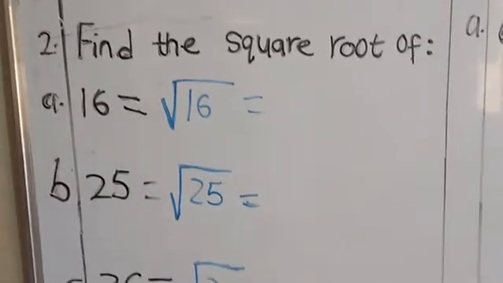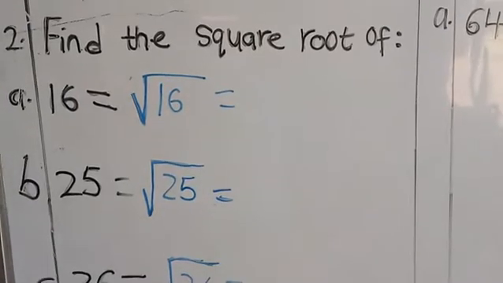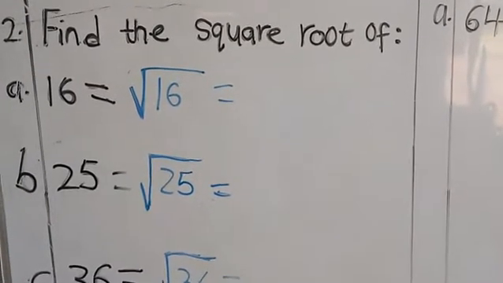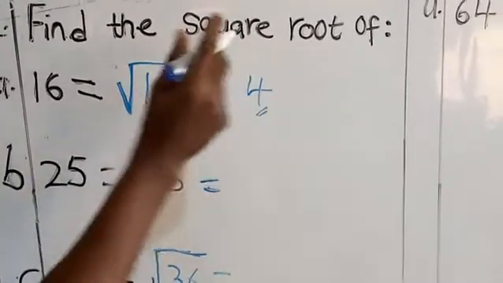If we say 2 times 2, is it going to give us 16? No. If we say 3 times 3, is it going to give us 16? No. What about 4 times 4? Yes. 4 times 4 is 16. So therefore, 4 is the square root of 16.